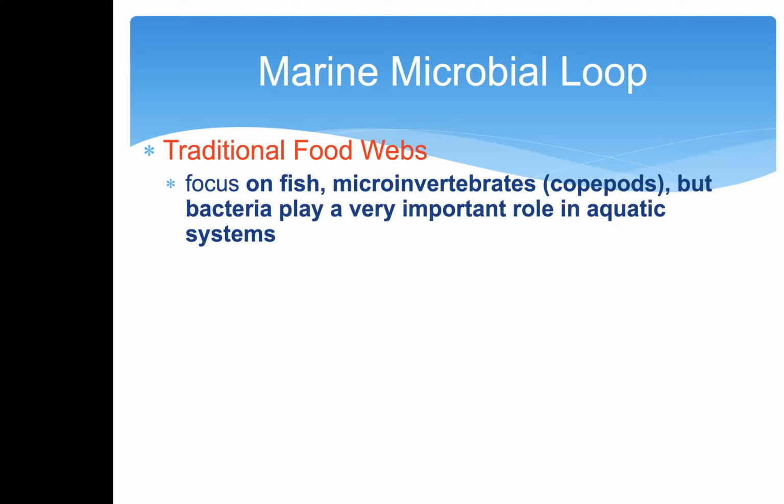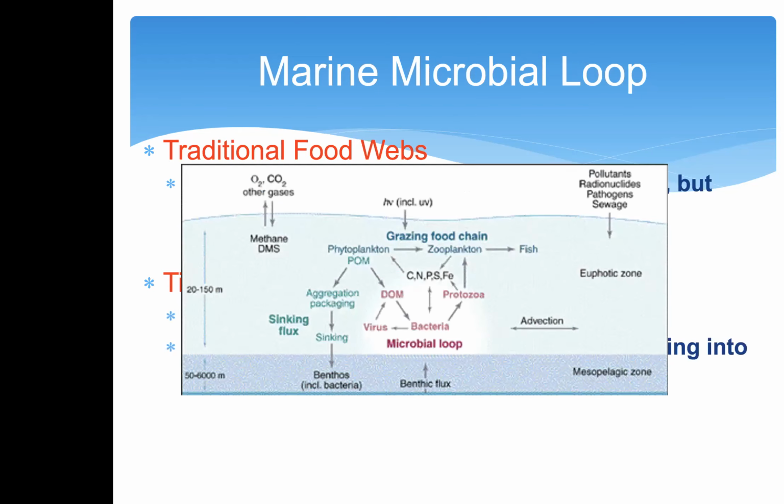And so the focus there is going to be on fish and larger invertebrates, things like copepods, which then eat algae. And bacteria are not really considered in those traditional food webs very well. But what we now appreciate is that microbes play an incredibly important role in cycling of nutrients in carbon, nitrogen, phosphorus, etc. And it's often not linear, but more of a loop or a circular approach. So this is the linear food chain: algae being eaten by zooplankton, being eaten by fish.